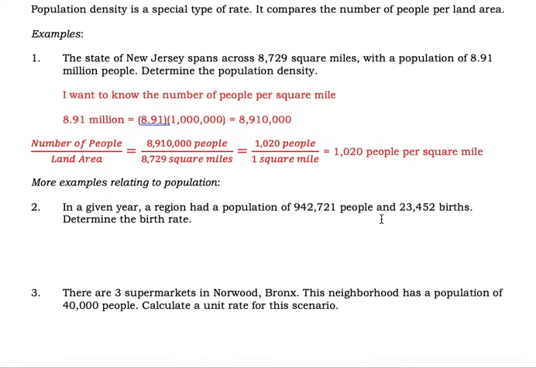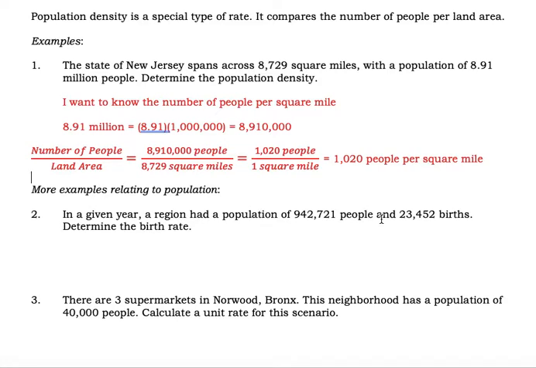Okay, so let's look at more types of rate problems that refer to population. In this example, it says in a given year, a region had a population of 942,721 people and 21,452 births. Determine the birth rate. What we're doing here is comparing population, but this time we're comparing population to number of births rather than comparing population to a piece of land like we did before.